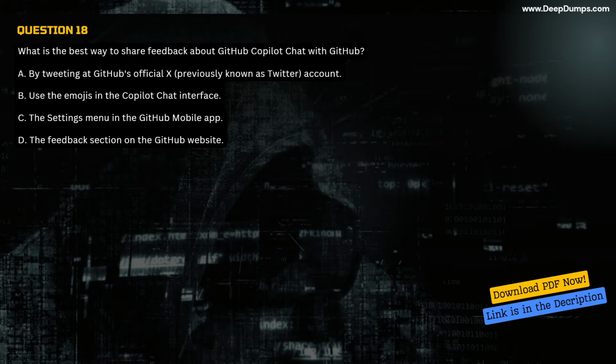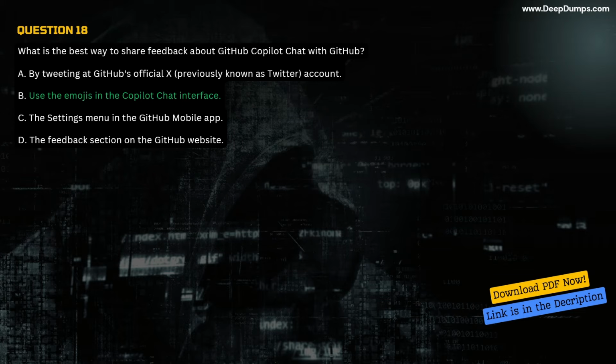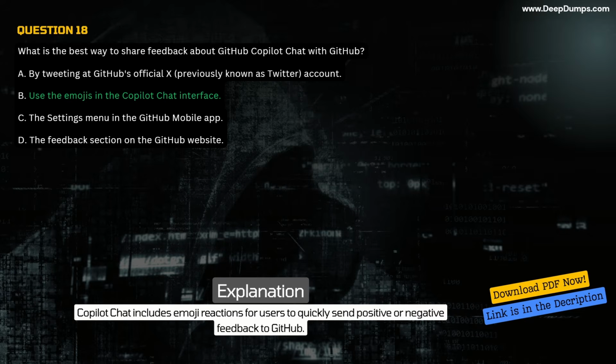Question 18. What is the best way to share feedback about GitHub Copilot Chat with GitHub? A. By tweeting at GitHub's official X, previously known as Twitter, account. B. Use the emojis in the Copilot Chat interface. C. The settings menu in the GitHub mobile app. D. The feedback section on the GitHub website. Correct answer B. Explanation. Copilot Chat includes emoji reactions for users to quickly send positive or negative feedback to GitHub.